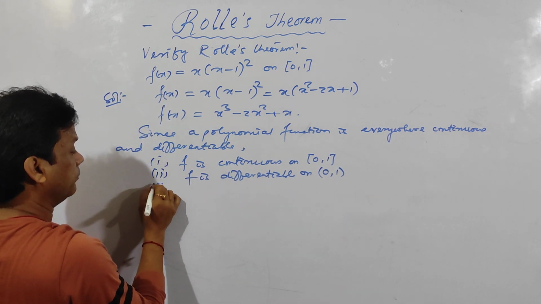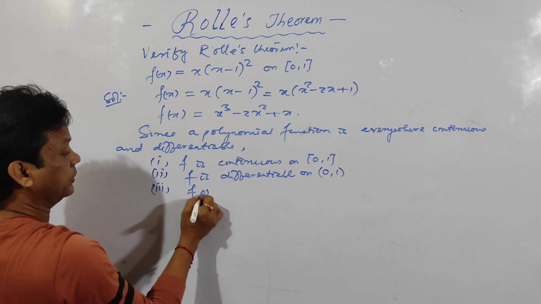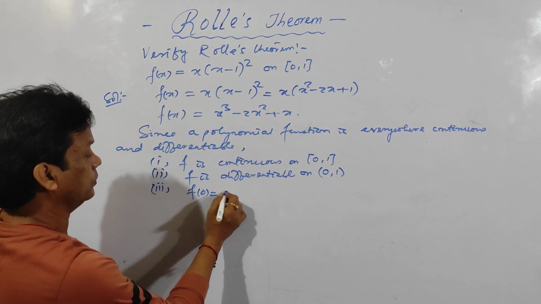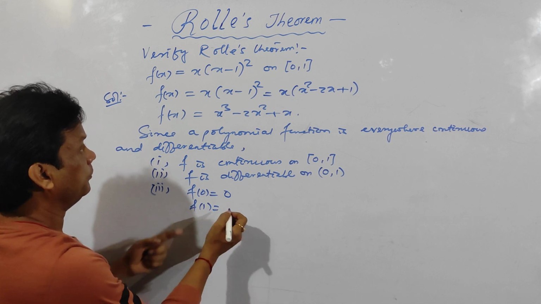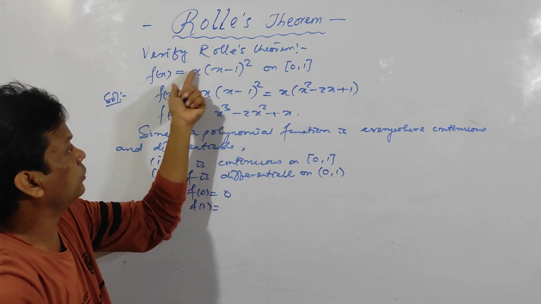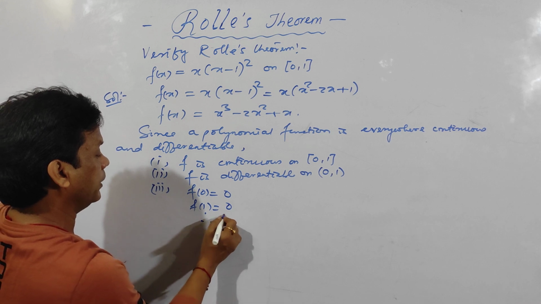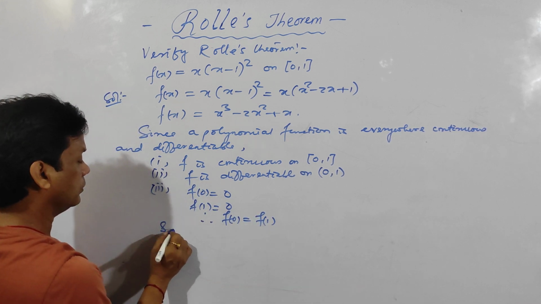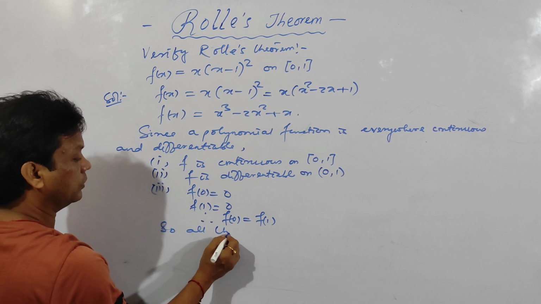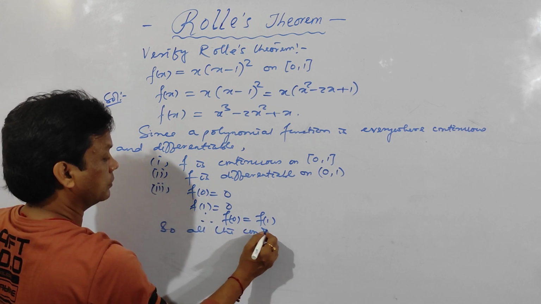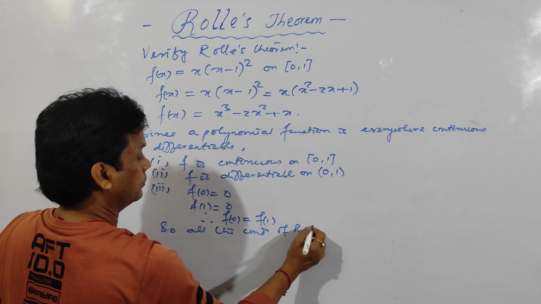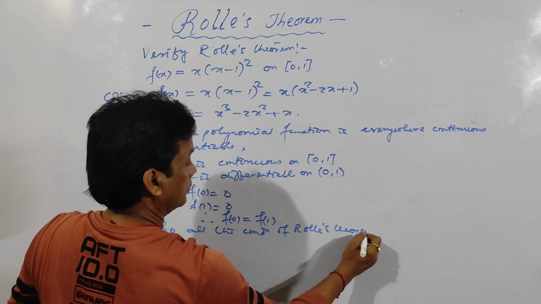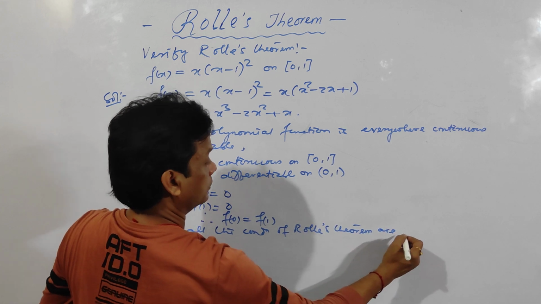Then B3, you want to show f of 0 is equal to f of 1. And f of 0, if you put x equal to 0, then 0 into something is 0. And f of 1, if you put 1 here, 1 minus 1 is 0, and 0 into this one is 0. So therefore f of 0 is equal to f of 1. So all the conditions of Rolle's theorem are satisfied.